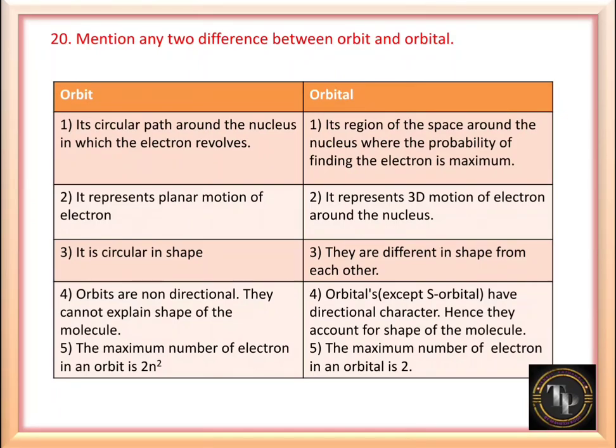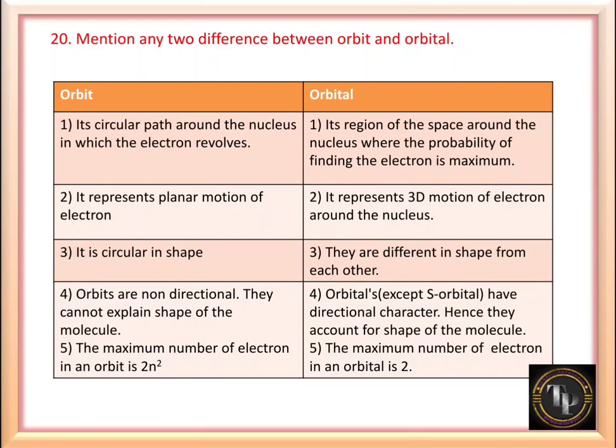Orbit represents planar motion of electron. Orbital represents 3D motion of electron. Orbit is circular in shape. Orbitals have different shapes: you know already, s orbital is spherical, p orbital is dumbbell shaped, d orbital is double dumbbell shaped. Like that, different shapes are there for orbitals, but orbit is always circular. Orbits are non-directional; they cannot explain the shape of the molecule. Orbitals, except s orbital, have directional character, hence they can account for the shape of the molecule.